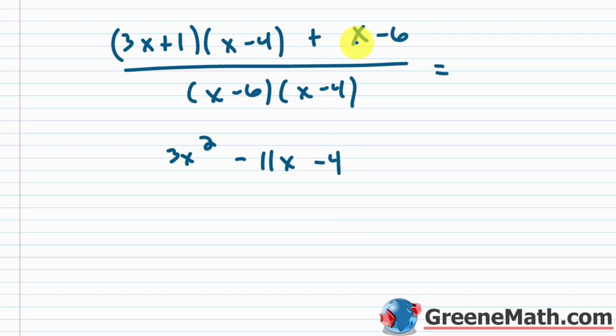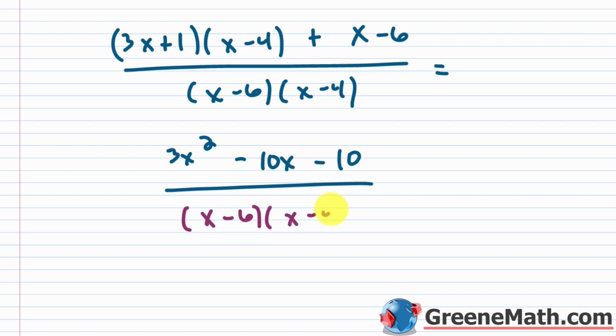So basically x plus negative 11x would be negative 10x. And then negative 4 plus negative 6 would be negative 10. So 3x squared minus 10x minus 10. You're not going to be able to factor that. Again, you can pause the video and try it if you want, but this guy is prime. So this is over x minus 6, this quantity, times the quantity x minus 4. Again, nothing else I can do, so this is my answer.